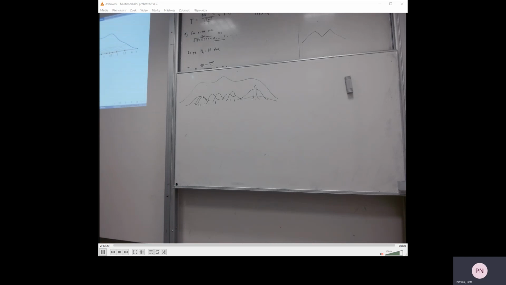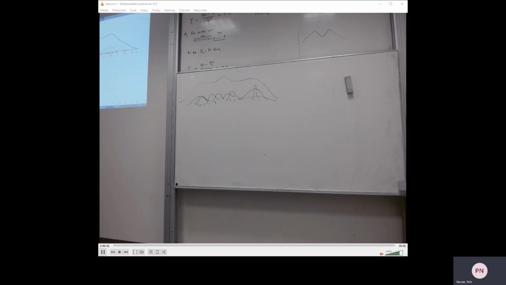We have 1, 2, 3, 4, 5, 6, 10 values, and above each of the values we draw a Gaussian hill, and we combine them all together.